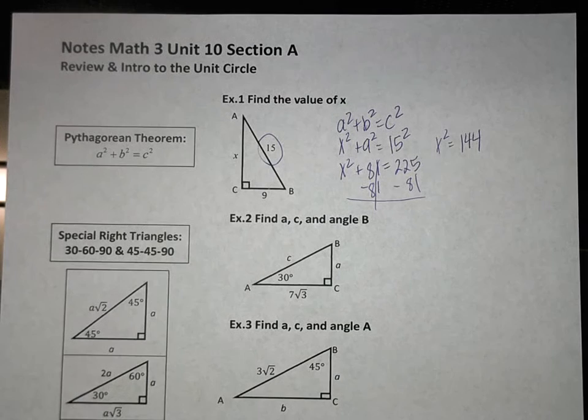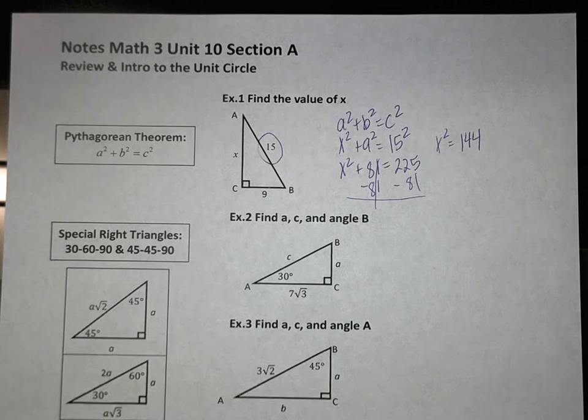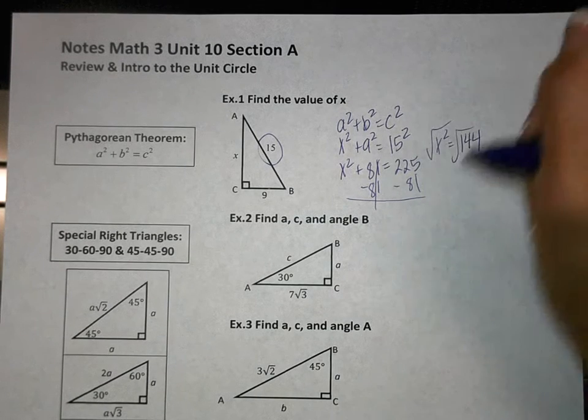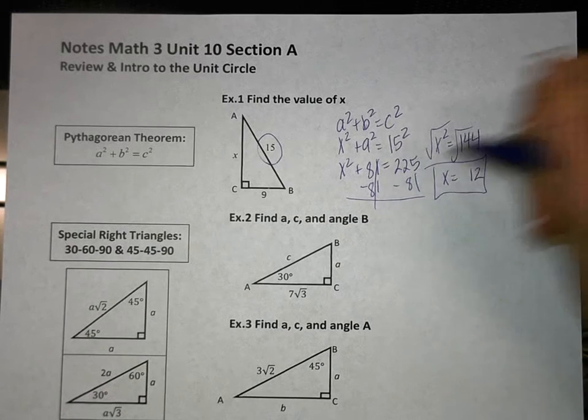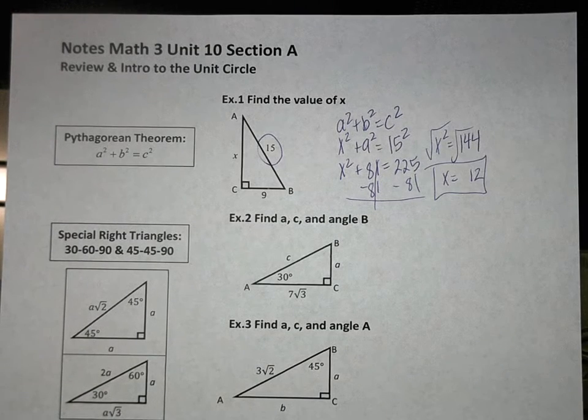But we don't want the answer of x squared, so what do we do? Square root of both sides, and x equals 12. Now, normally when we take the square root of both sides, the answer could be plus or minus, but are we going to have a negative length? No, so that's why it's only going to be a positive 12. So far, so good? Okay.